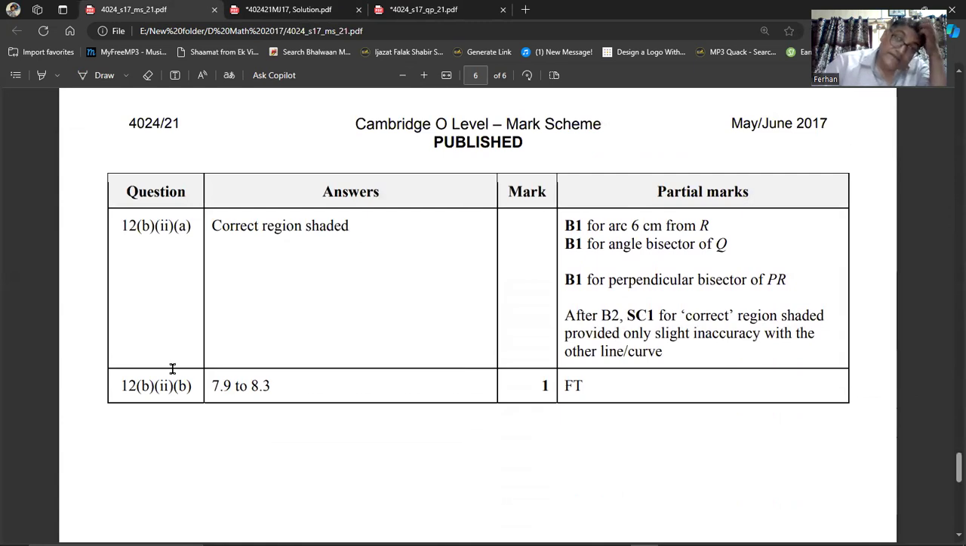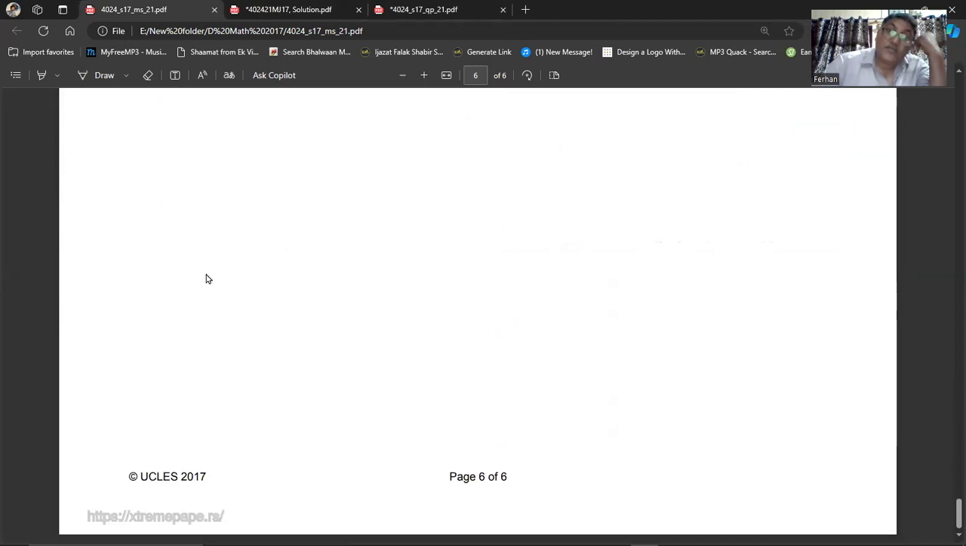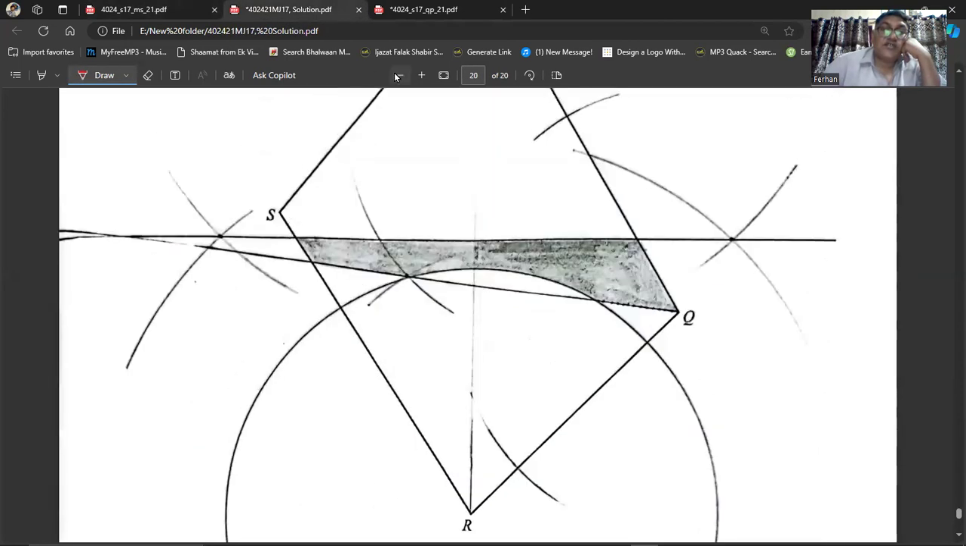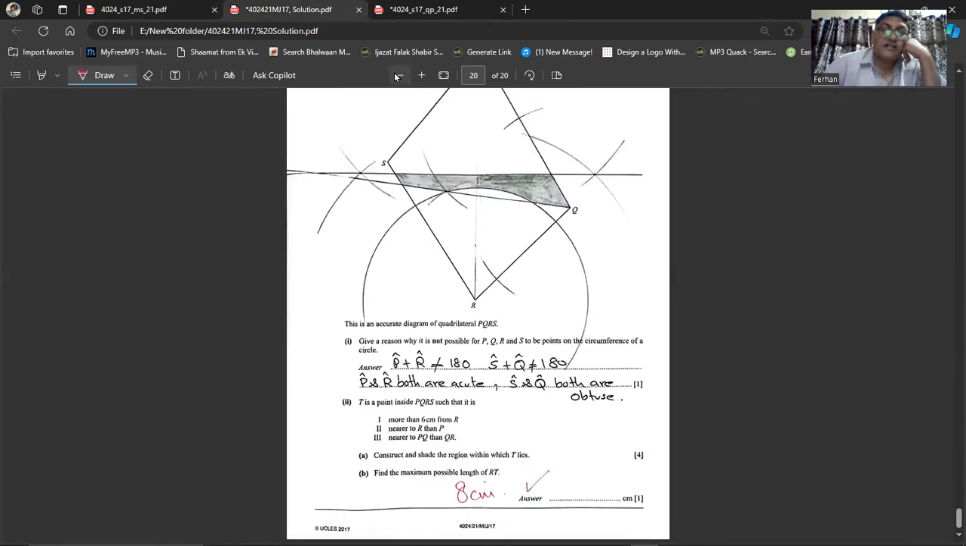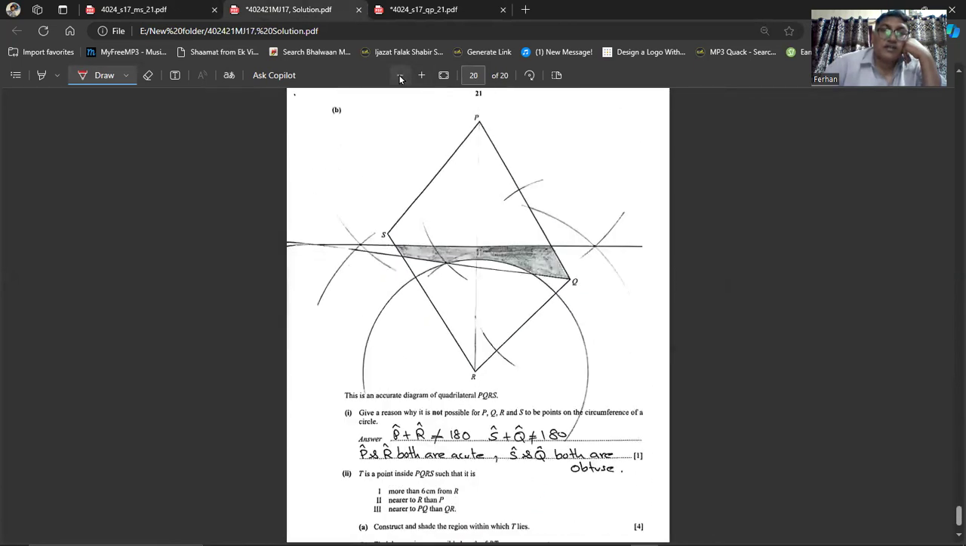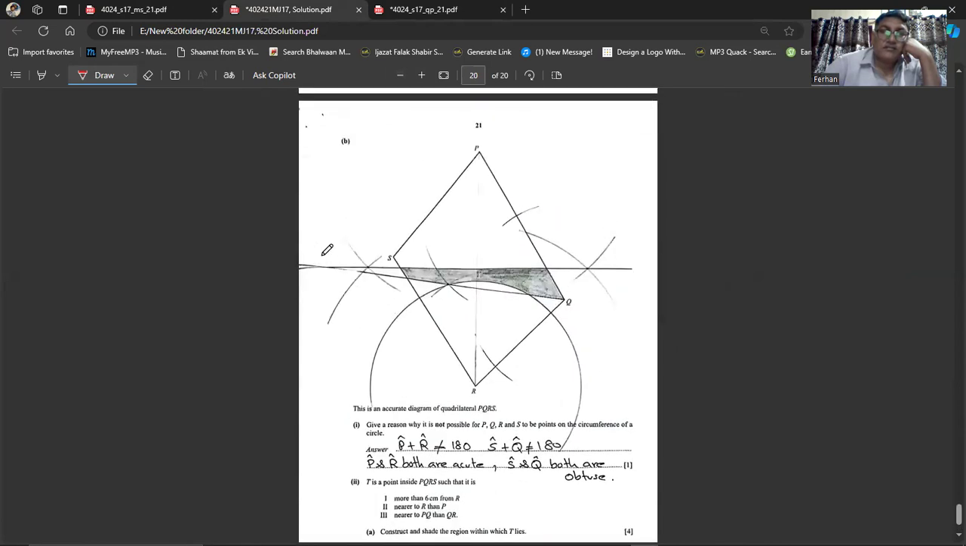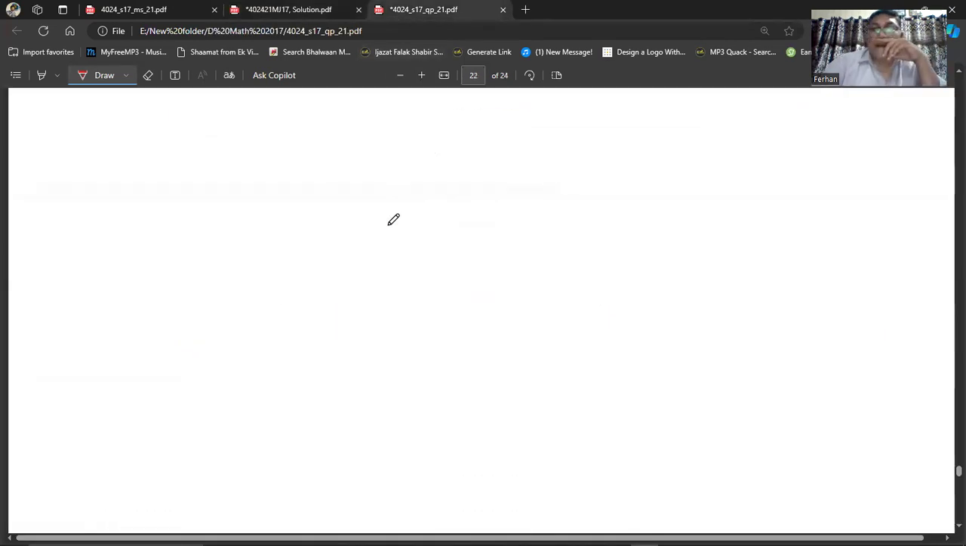So our answer is right. We are done with this paper. This is how it is done. Let me reduce the size so you can see the whole thing in a single view. So the solution of this paper is complete.